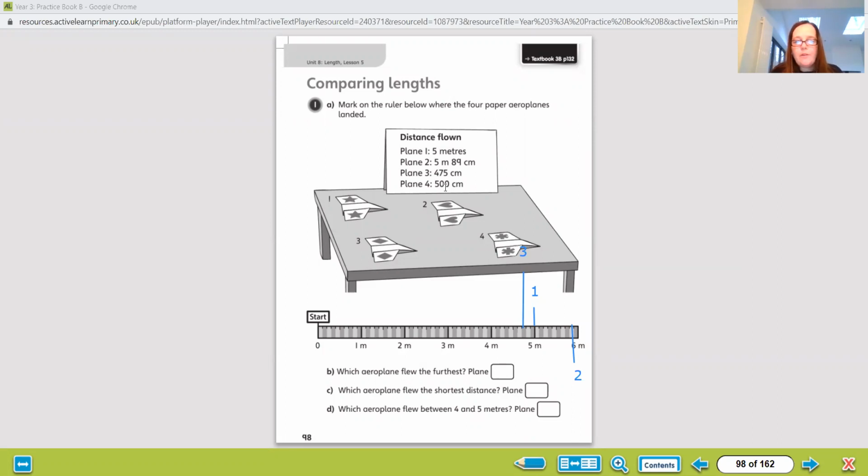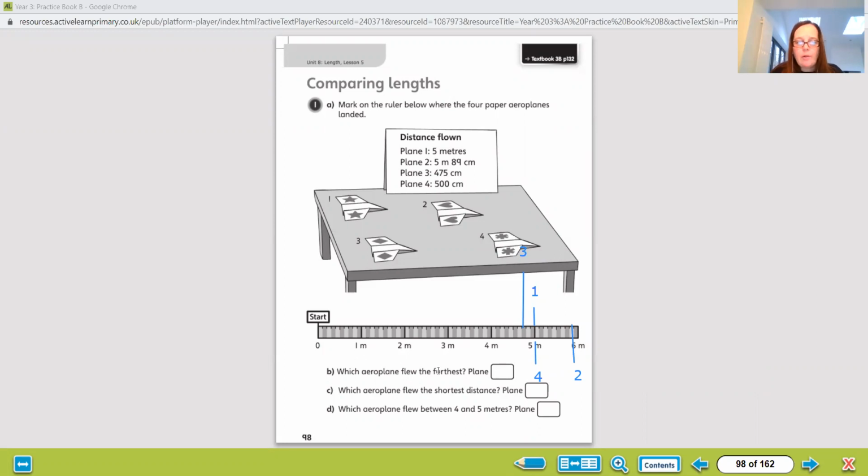And then plane number 4, it says 500 centimetres. We know that there are 100 centimetres in 1 metre, so that's exactly the same as 5 metres. That's exactly the same as number 1. So plane number 4 has flown exactly the same as number 1. They've just tried to trick us by using different units. Not kind, that, is it?